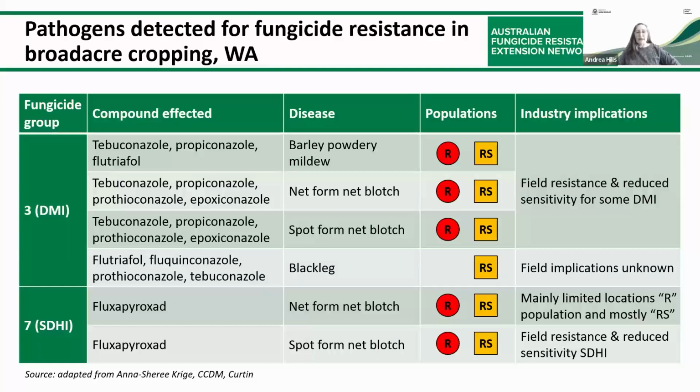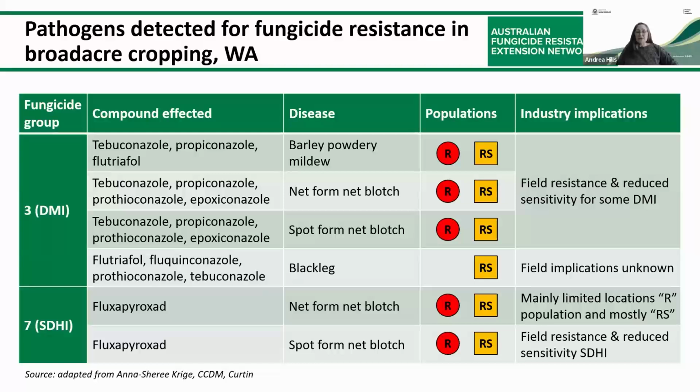At the top of the table, we've got barley powdery mildew. We've known for a while that we have resistance to the older generation DMI fungicides. Then if we look at net blotches, both net form and spot form, unfortunately we have resistant and reduced sensitivity strains out there in the paddock that are not only against the older DMIs, but also some of our newer products like prothiaconazole and epoxyconazole. That's of concern to us because they are just so valuable in our system. In terms of canola blackleg, it's a similar story in that there is reduced sensitivity to both the older and some of the newer DMIs.